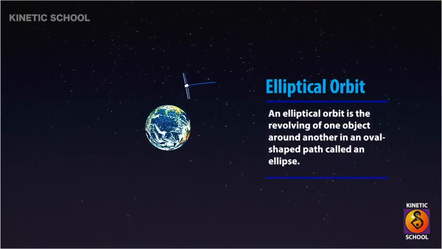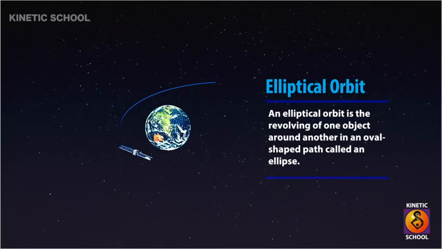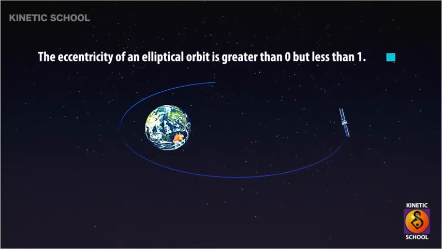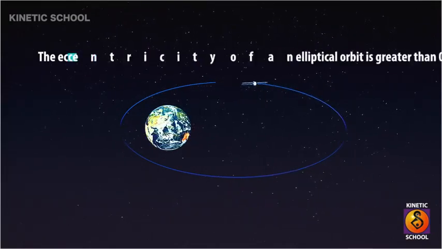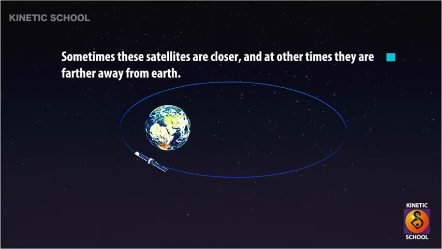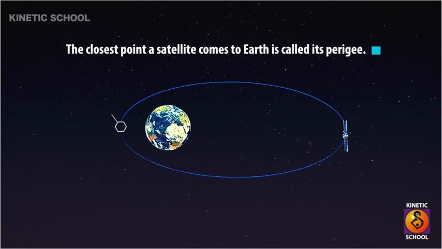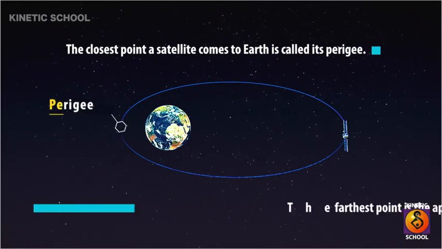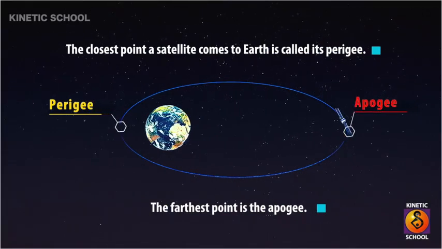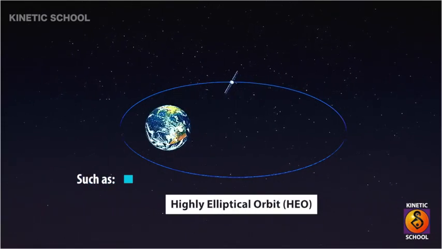Elliptical orbit. An elliptical orbit is the revolving of one object around another in an oval-shaped path called an ellipse. The eccentricity of an elliptical orbit is greater than 0 but less than 1. Sometimes these satellites are closer, and at other times they are farther away from Earth. The closest point a satellite comes to Earth is called its perigee. The farthest point is the apogee. The most common example of elliptical orbit is highly elliptical orbit.